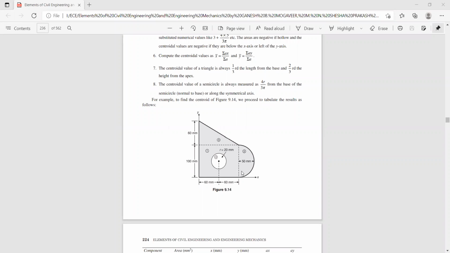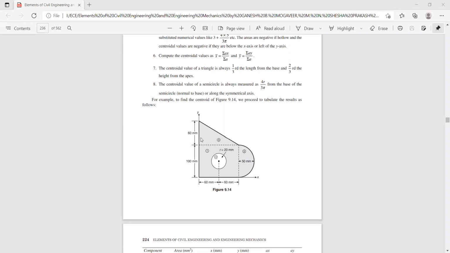Now x2: this is the center of the semicircle, and its centroidal distance is 4r by 3 pi. So x2 is from this point to the y-axis, that is 120 plus 4r by 3 pi. This is the centroid of the semicircle, which is at a distance 4r by 3 pi from the base. So we add this distance: 120 plus 4r by 3 pi.